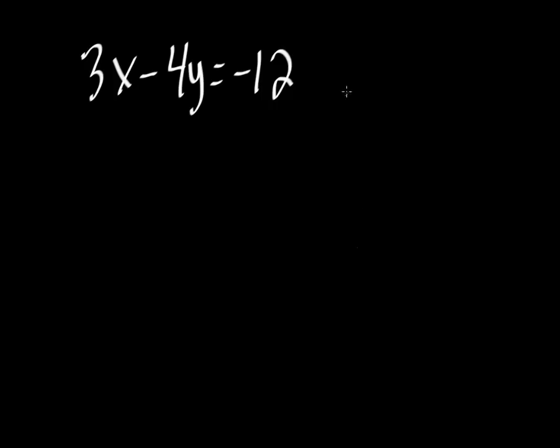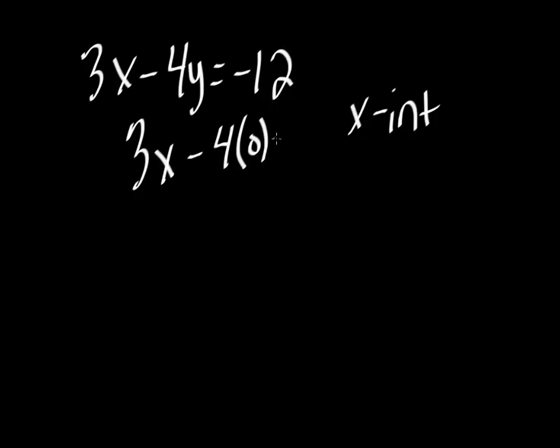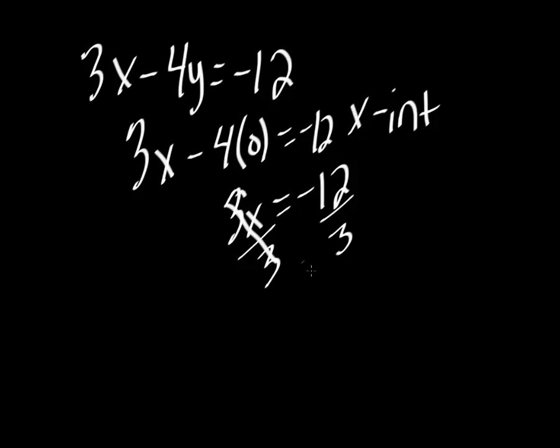I'm going to give you another equation. This time I give you 3x minus 4y equals negative 12. If I'm trying to solve specifically for my x-intercept, I'm going to plug 0 in for y because you plug into the opposite term. So I have 3x minus 4 times 0 equals negative 12. Negative 4 times 0 is 0, so I'm left with 3x equals negative 12. Divide both sides of the equation by 3. The 3's cancel, and I'm left with x equals negative 4, or (negative 4, 0), which is my x-intercept.